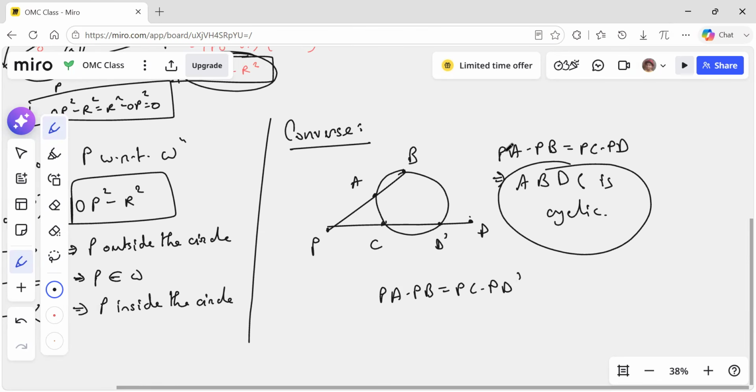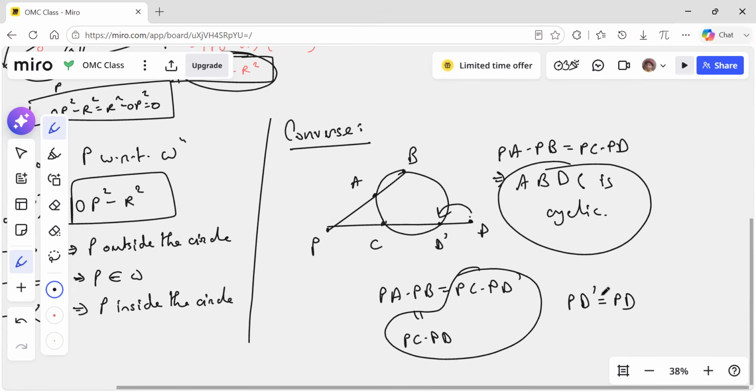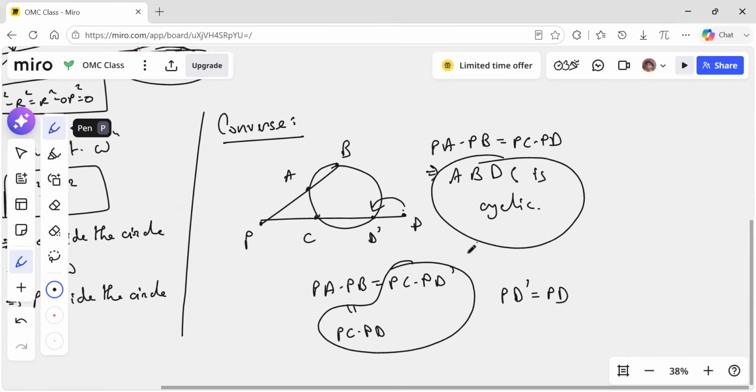And now what this is telling us is that PA times PB is equal to PC times PD dash, and also PC times PD. So if you take these two, it says that PD dash is equal to PD. But this is impossible if D and D dash are different points, so D and D dash must be the same point. In reality, D is just this point, and we get that ABCD is cyclic. Are the lengths directed here? No, we are not taking directed lengths yet. This is just the magnitude.